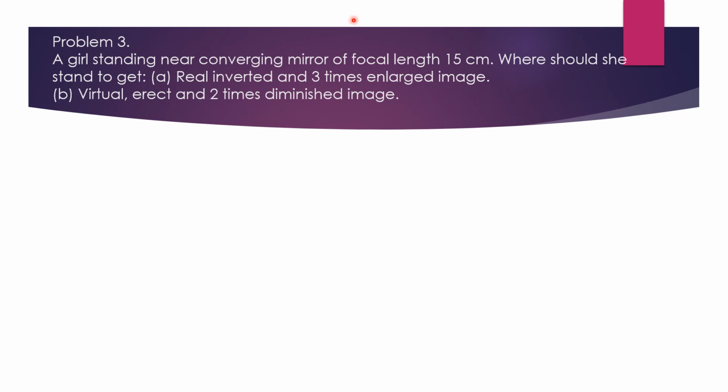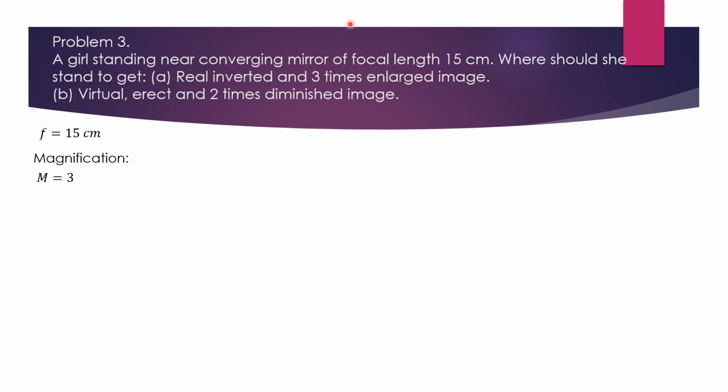Problem 3. A girl standing near a converging mirror of focal length 15 centimeter. Where should she stand to get a real, inverted and 3 times enlarged image? And B, a virtual, erect and 2 times diminished image. Now, since it is a converging mirror, f is taken as positive 15 centimeter.